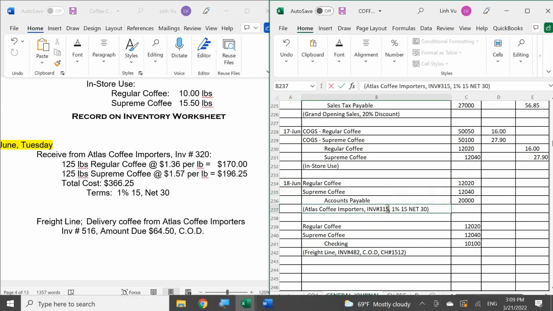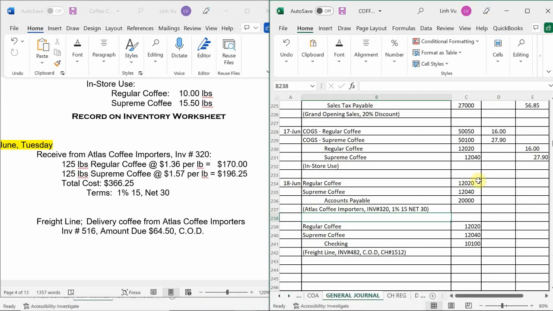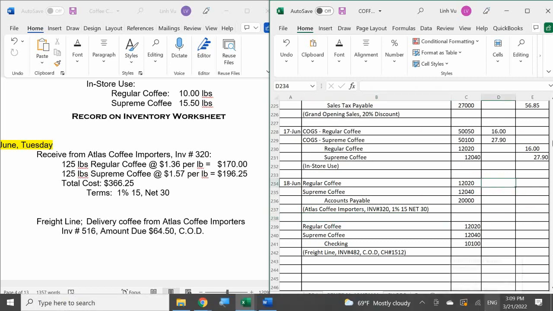The difference here is the invoice. This is invoice number 320. They still give us the same terms, 1% 15 net 30, okay? So there you go. That's the only minor change I had there, which you can modify. Because we're using technology, you can modify anything at any given time. But the only difference here is how much you're going to put in each account.